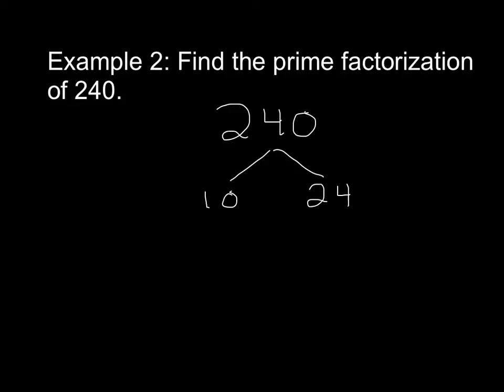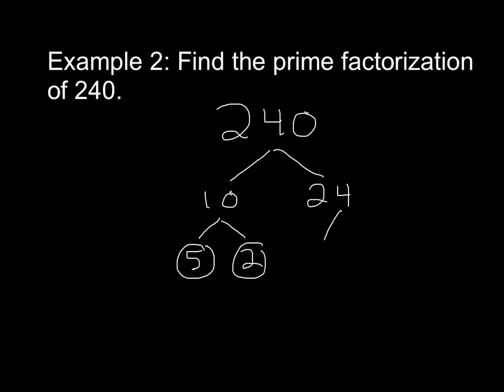Some of you might do 120 times 2. Some of you might do 80 times 3. It's going to work out no matter which way you do it. Okay. 10 is not prime, so I'm not going to circle 10. I'm going to do 10 is 5 times 2. 5 is prime, so I'm going to circle it. 2 is prime, so I'm going to circle it.